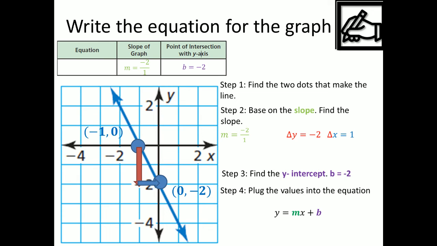Step 4, you plug the values back into the equation of y equals mx plus b. Once you do that, the equation becomes y equals negative 2 over 1 x minus 2. Okay, good.